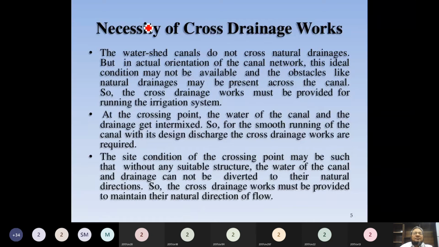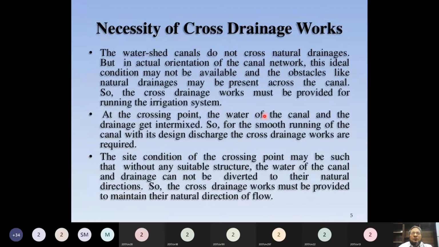Now, what is the necessity of the cross drainage structure? That we have already discussed. The watershed canals do not cross natural drainages. This we already understood from that figure. Watershed canals means those canals which are provided along the ridge lines. But in actual orientation of the canal network, this ideal condition may not be possible, and obstacles like natural drainages may be present across the canal. So the cross drainage works must be provided for running the irrigation system.